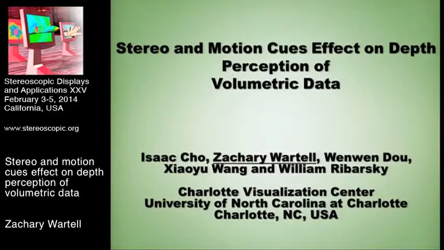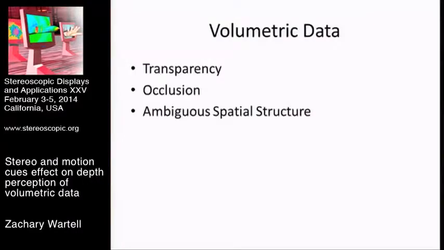I'll be talking about the effects of stereo and motion cues on perception of a volumetric data set under two different experimental tasks. Volumetric data gets used in a lot of different types of 3D visualizations, especially in scientific visualization. You have, say, 3D weather simulations or raw Doppler weather radar, which can be visualized in 3D. And of course, you have lots of 3D medical scans as well.